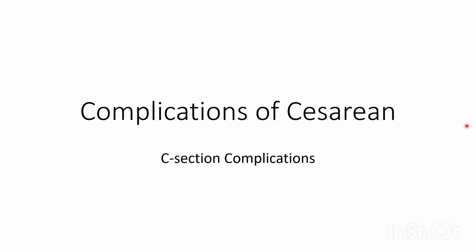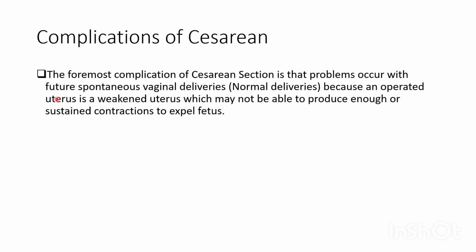Complications of C-section. The foremost complication of caesarean section is that problems occur with future spontaneous vaginal deliveries because an operated uterus is a weakened uterus, which may not be able to produce enough or sustained contractions to expel the fetus.